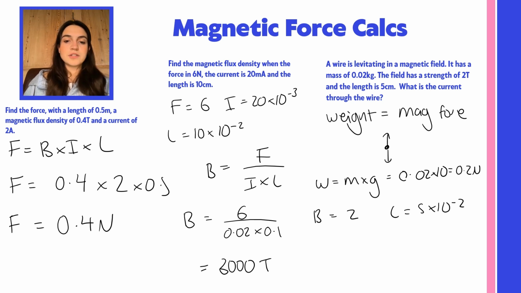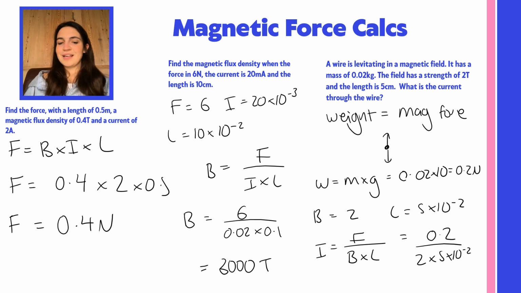So, okay, I was looking for current. Current is force over B times L. 0.2 divided by 2 times 5 times 10 to the minus 2. Okay. And that gives me 2 amps.